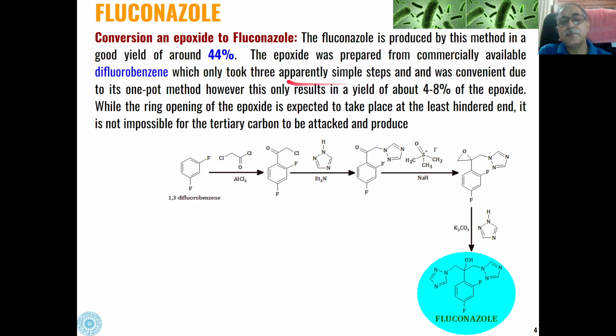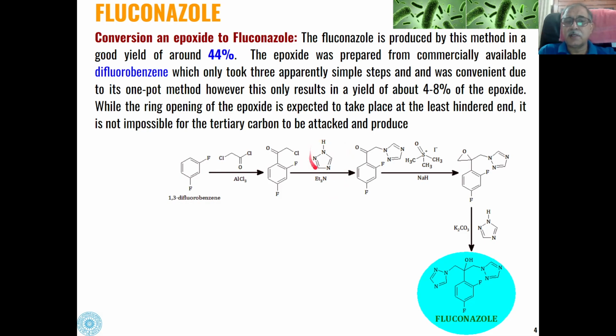The fluconazole produced by this method is formed in about 44% yield, and we start the process from 1,3-difluorobenzene. When this 1,3-difluorobenzene is reacted with chloroacetyl chloride in presence of anhydrous aluminum chloride, this is a Friedel-Crafts reaction. So electrophilic aromatic substitution on this aromatic compound will take place. In presence of anhydrous aluminum chloride, this chloroacetyl chloride will give us a carbonium ion, and AlCl4 negative will be formed, and we will get this product through electrophilic aromatic substitution reaction.